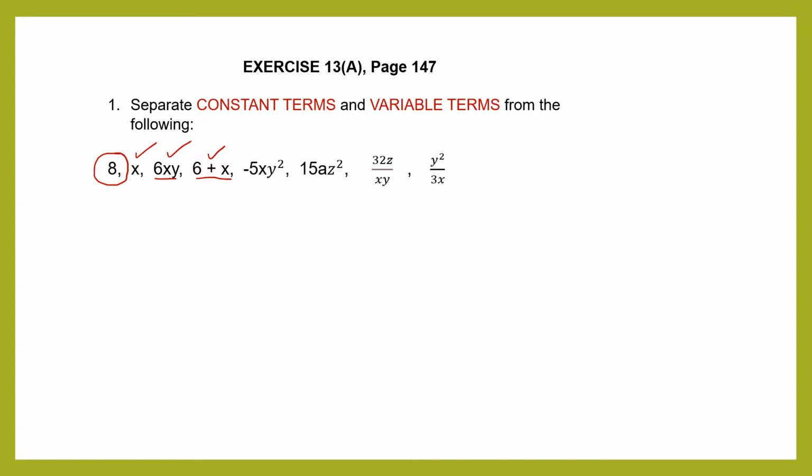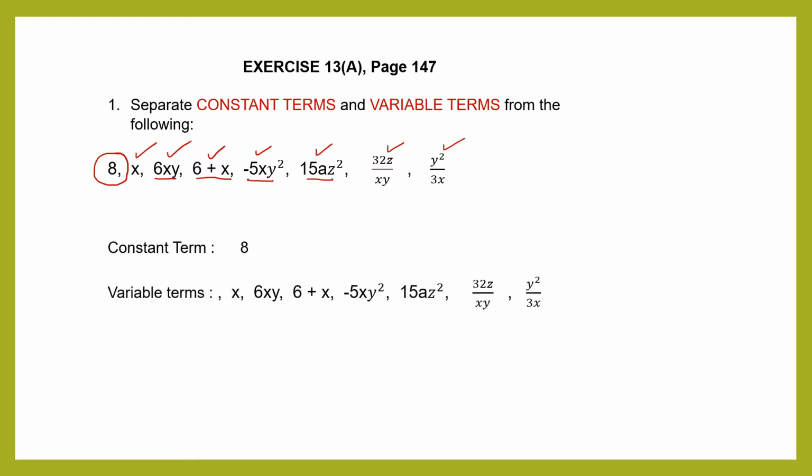Then we have the next one, minus 5xy square. It's a variable. 15az square is a variable. 32z by xy, variable again. y square by 3x is a variable. So we only have one constant term here. So the constant term is 8 and the rest of it, they are all variables.